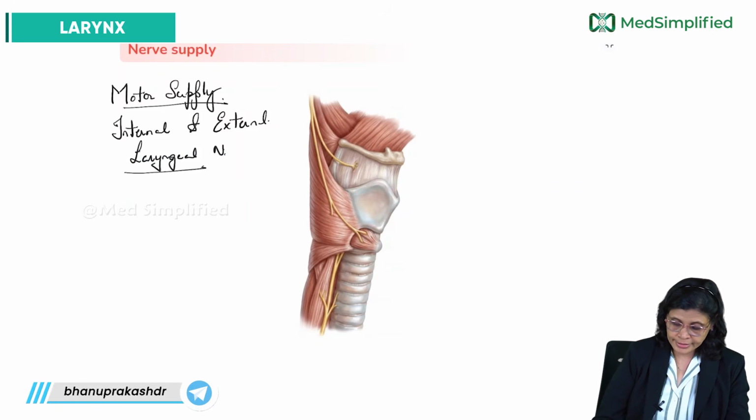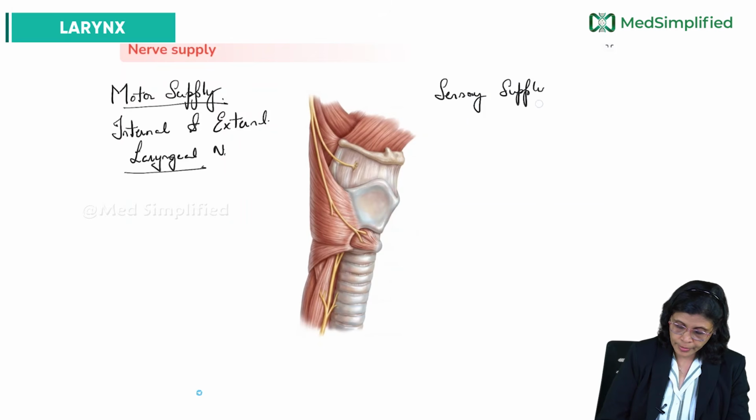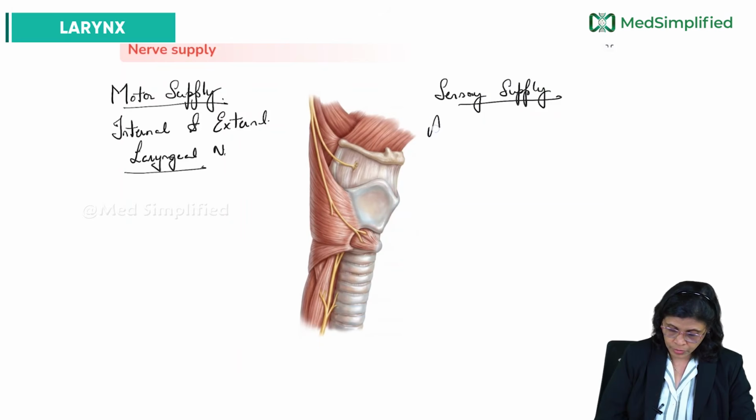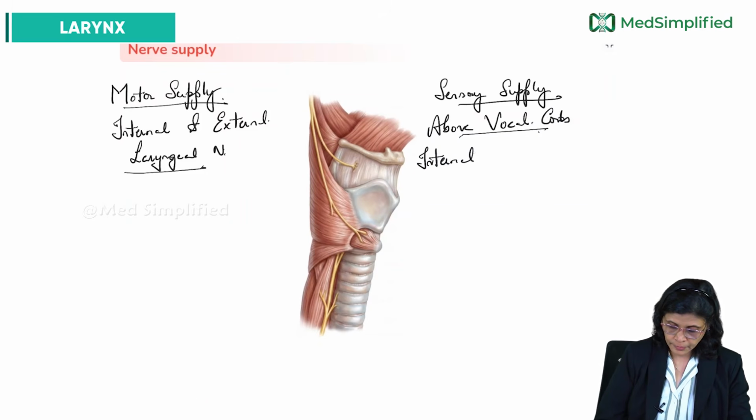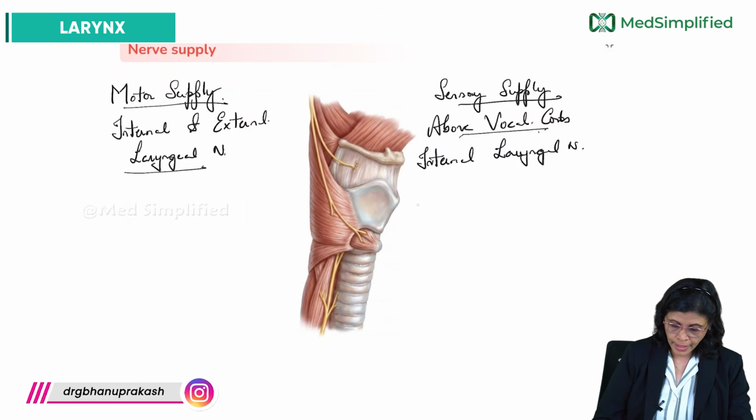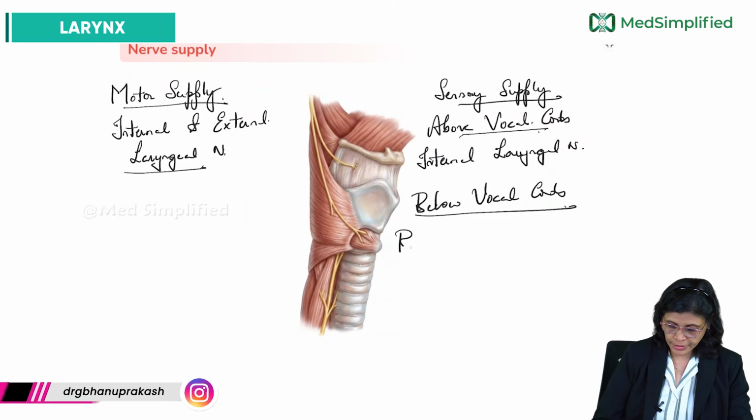Whereas the sensory supply again differs. Sensory supply above the vocal cords is by the internal laryngeal nerve, and below the vocal cords is by the recurrent laryngeal nerve.